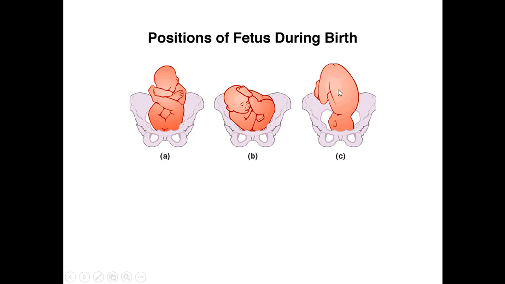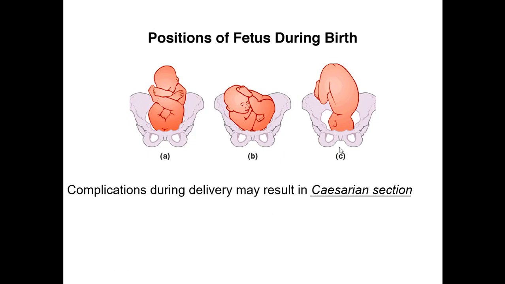The optimal position would be the baby face down, so the baby can pass through the pelvic bones, through the cervix, and out the vagina. Complications result in cesarean section. A cesarean section is when a doctor is going to make an incision in the pelvic area to take the baby out through that process.